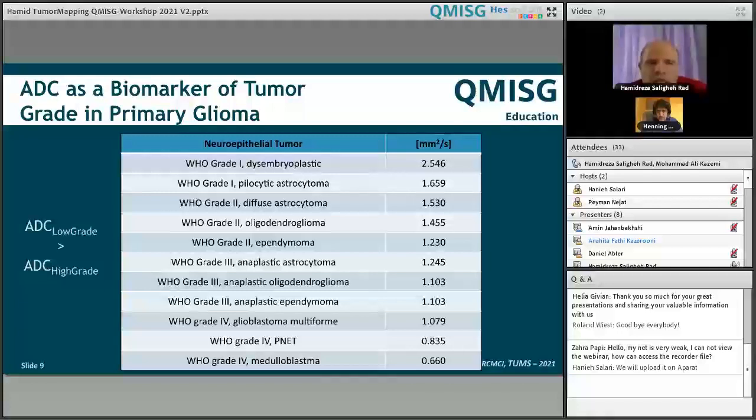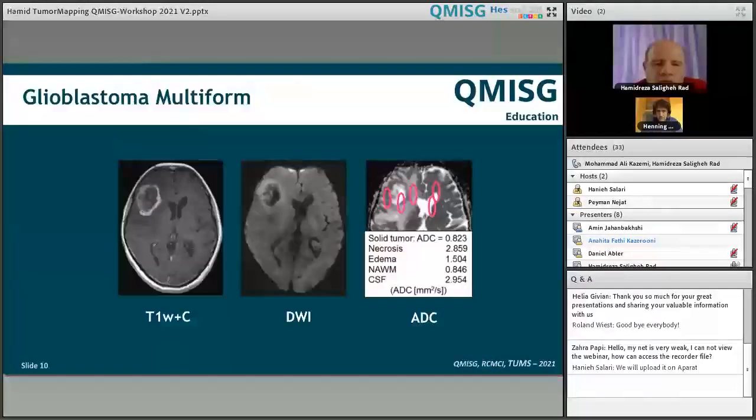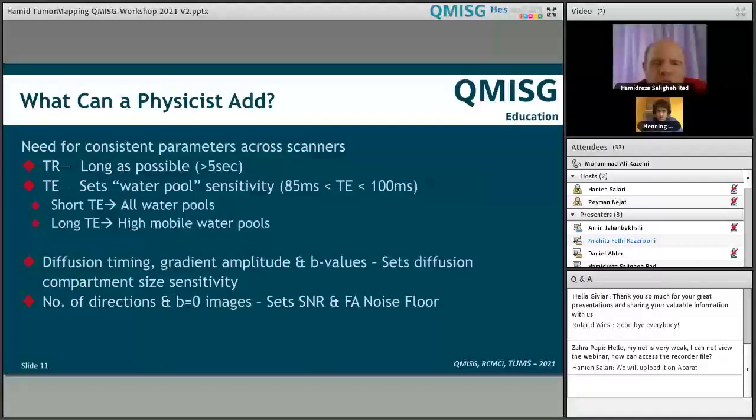Again, ADC as a biomarker of tumor grading in primary glioma: the results of WHO grading show that different ADC values are statistically significant for this discrimination. As you see, in one tumor, different parts of the tumor are indeed differentiated by the diffusion modality in a GBM tumor.